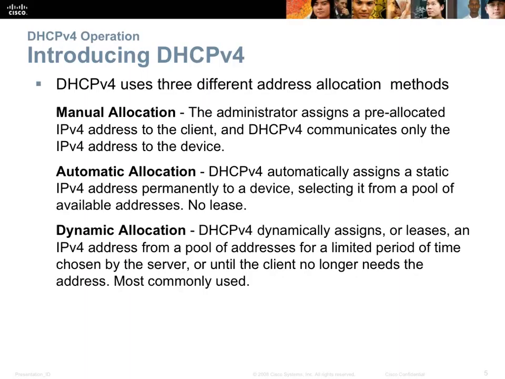So we can force it to have a particular address. We can automatically allocate an address. Okay? Or dynamic. Which one do we use the most? At least in our limited knowledge at this point. The dynamic. Yeah, we give an address, we lease it for a certain period of time, and then we can get it back. Okay?